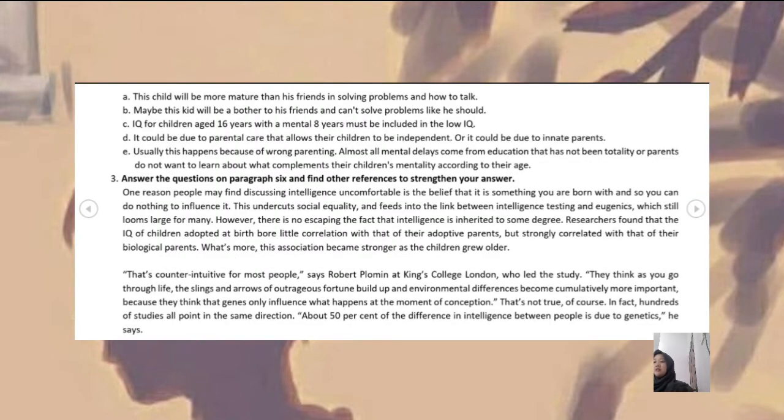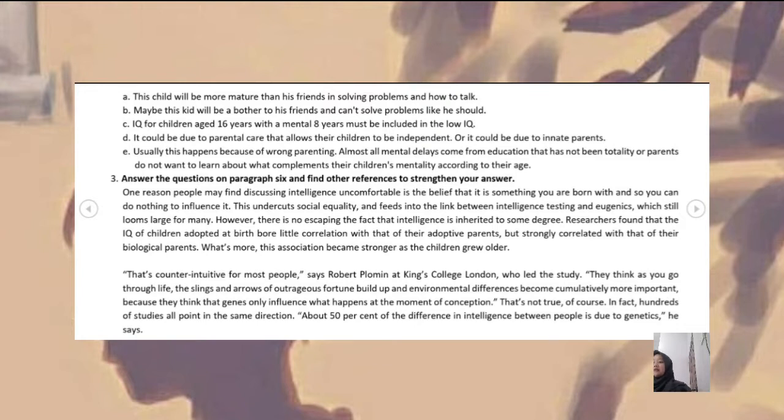The child will be more mature than his friend in solving problems and how to talk. Maybe this kid will be bothered by his friend and can't solve problems like she should. The IQ for children aged 16 years with a mental age of 8 years must be included in the low IQ. It could be due to parental care that allows their children to be independent, or it could be due to innate parents. Usually this happens because of wrong parenting. Almost all mental delays come from education that's not maintained totally, or parents do not want to learn about what complements their children's mentality according to their age.